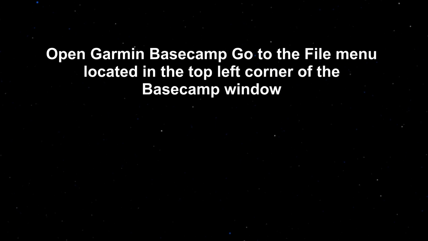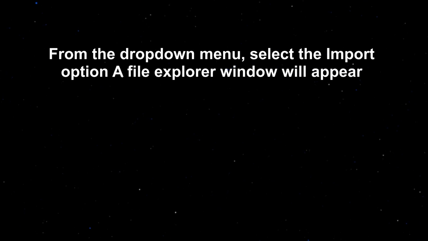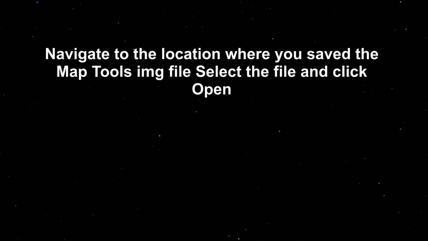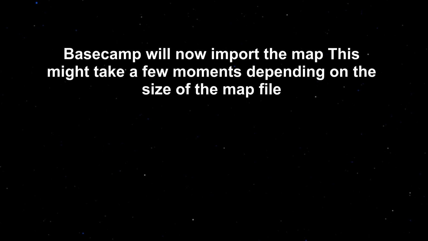Open Garmin Basecamp. Go to the File menu located in the top left corner of the Basecamp window. From the drop-down menu, select the Import option. A File Explorer window will appear. Navigate to the location where you saved the Map Tools IMG file. Select the file and click Open. Basecamp will now import the map. This might take a few moments depending on the size of the map file.